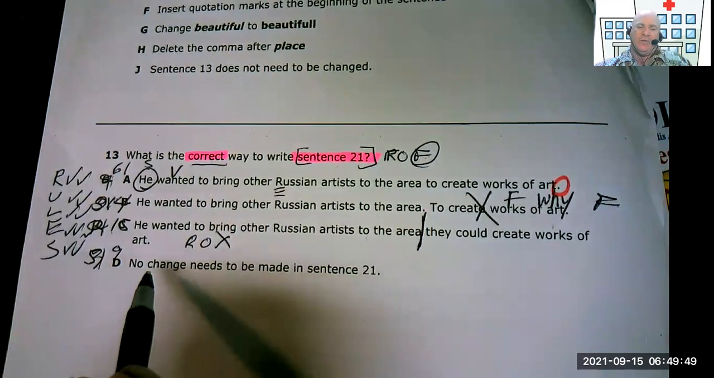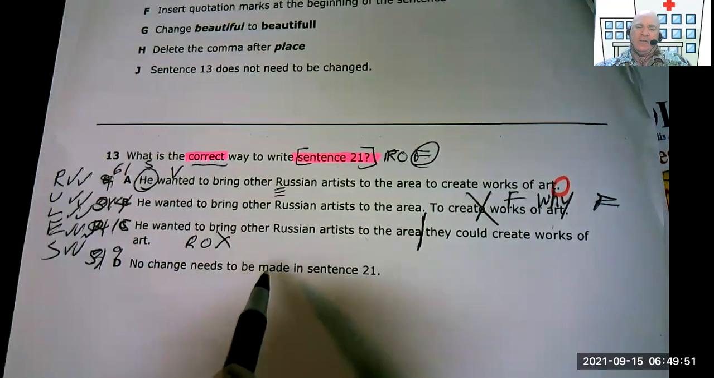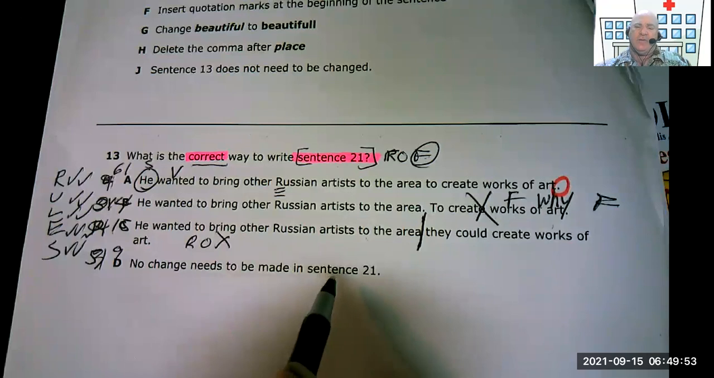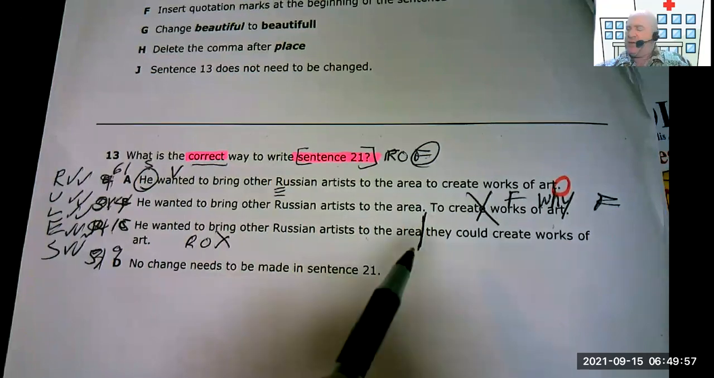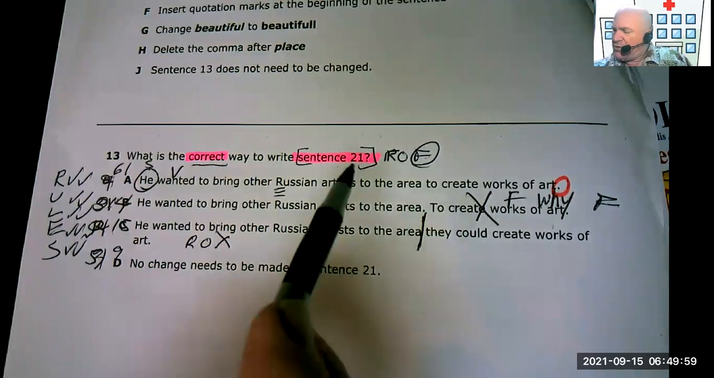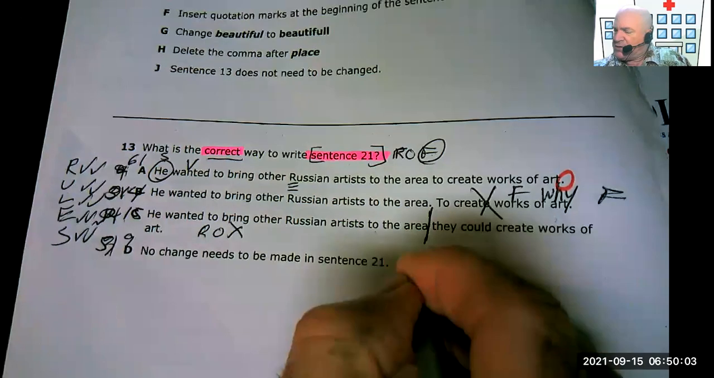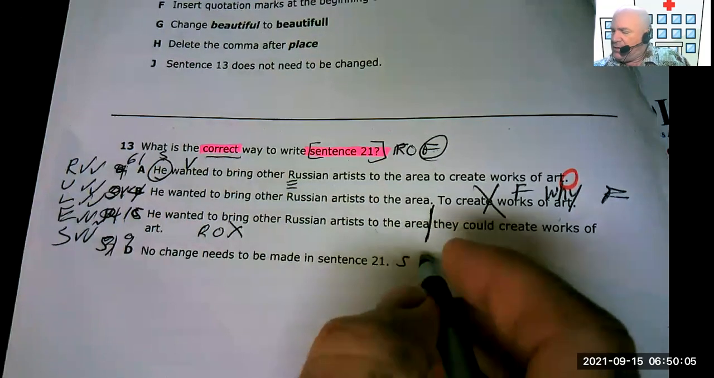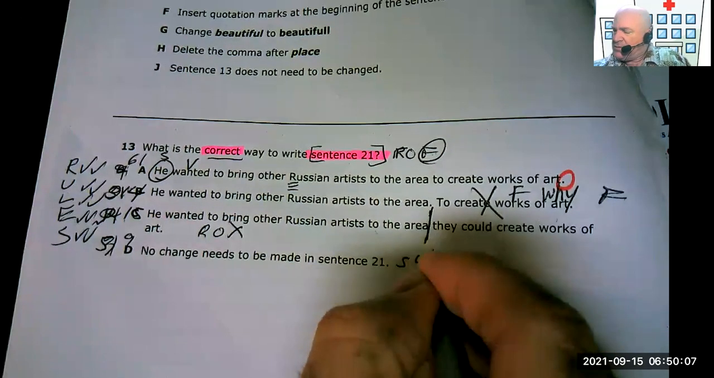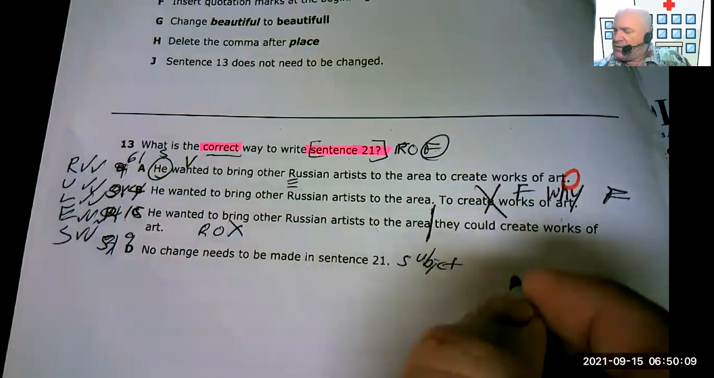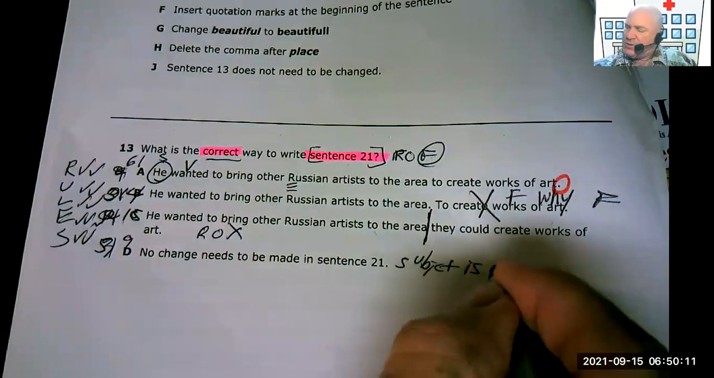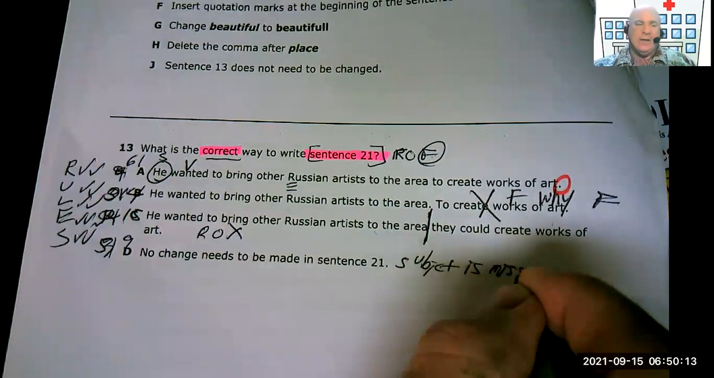And if you say that no change needs to be made in sentence 21, you're saying that it's okay to have a sentence as a fragment without a subject. So if you tell me why, if you explain, well, you're going to eliminate the subject. He is missing. So the letter we're going to choose is A.